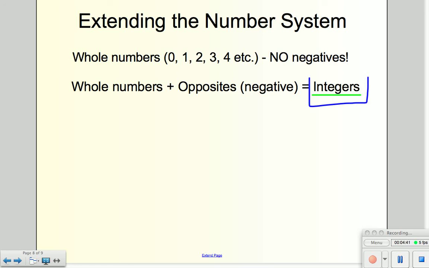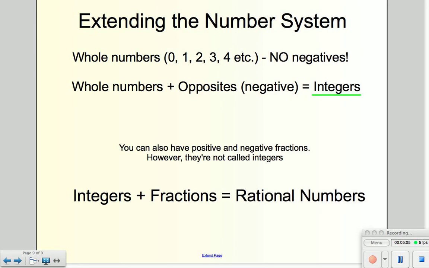An integer is a whole number, negative, positive, or 0. So they're not fractions, they're not decimals. So your integers are nice numbers. You can multiply them, you can divide them, you can add them, you can subtract them. You don't have to worry about decimals, you don't have to worry about fractions. They're just nice numbers to work with. Now, that is not to say that you can't have positive or negative, say, fractions. They're not called integers, though. Once you start getting into numbers that aren't whole numbers or the opposites of whole numbers, you start looking at fractions or decimals.